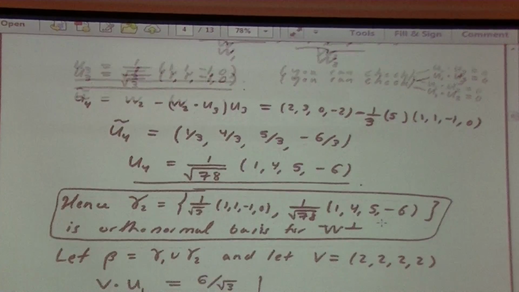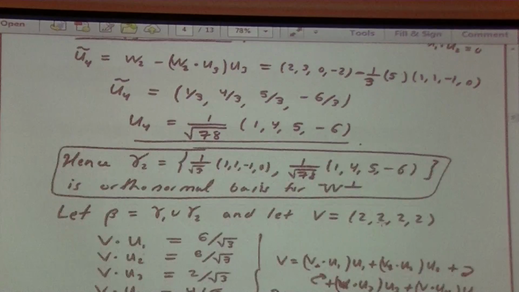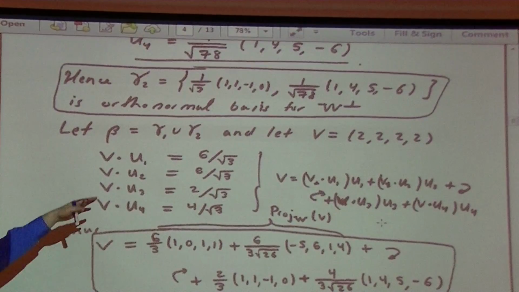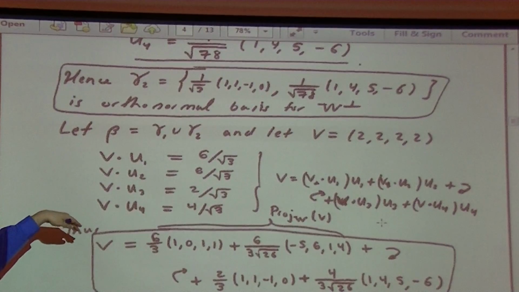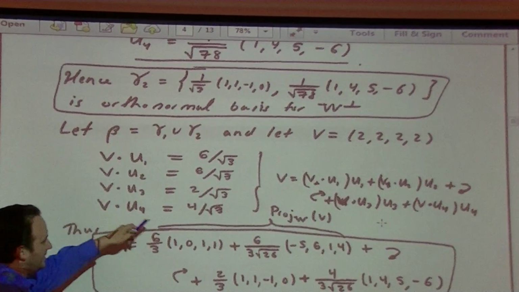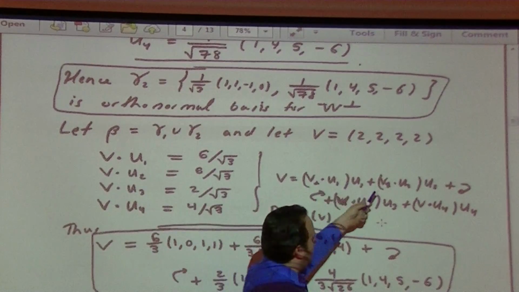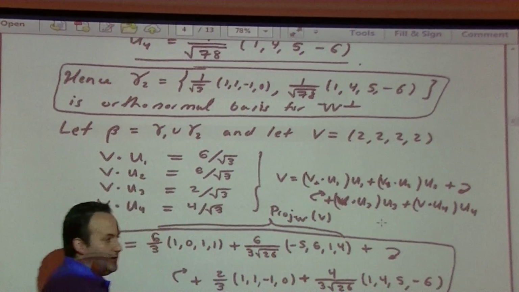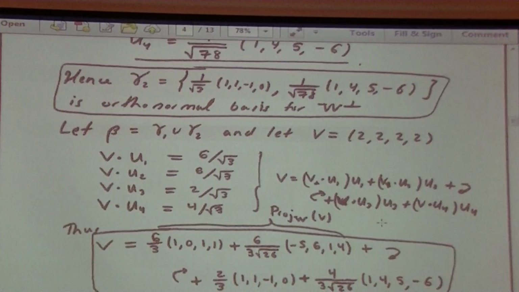Anyway, a lot of words, but I hope you see the calculation. So then I want to calculate the coordinates of this vector (2, 2, 2, 2) in terms of the basis gamma 1 union gamma 2. All I have to do is calculate dot products of V with U1, V with U2, V with U3, V with U4. Those give me the components. And so that calculation is relatively simple.